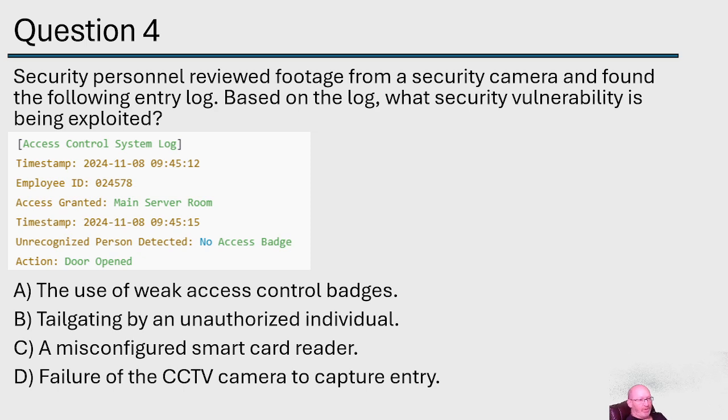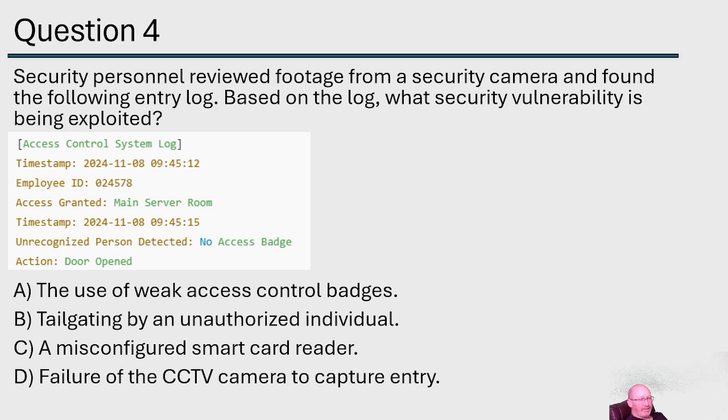C, a misconfigured smart card reader. Could it be a misconfigured smart card reader? Did the person badge in and it just identified it as no access badge, meaning that the reader didn't read the badge properly? It is possible. So C is very much a possible answer.